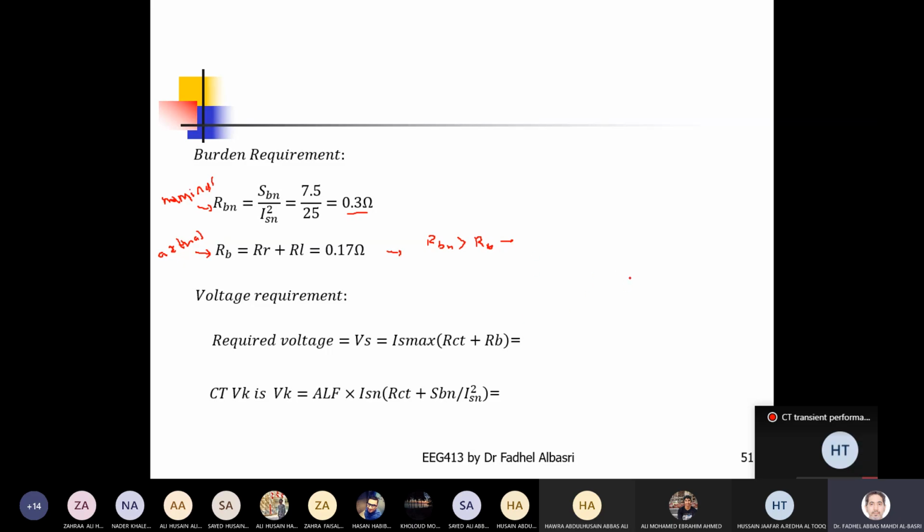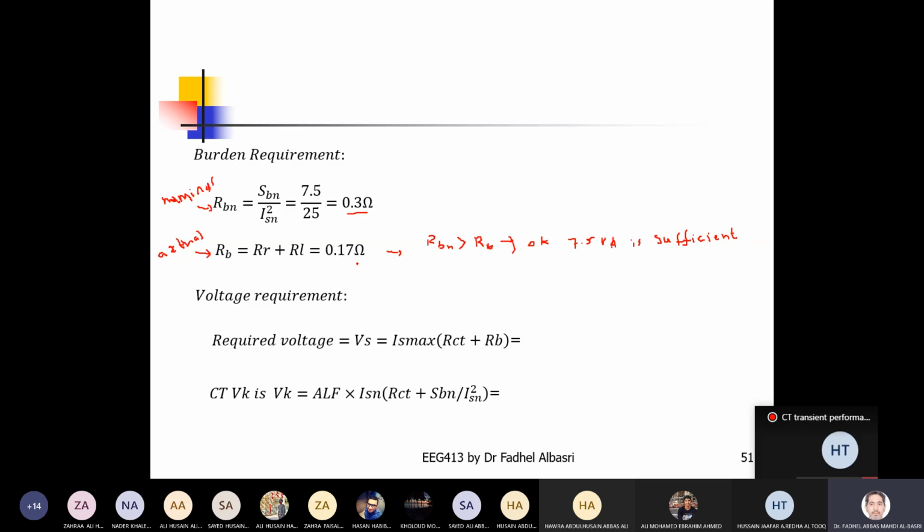So I'd say the burden is okay, which means the 7.5 volt ampere CT burden is okay, or is sufficient, suitable. So this is my conclusion with respect to burden. Now this is regarding burden.